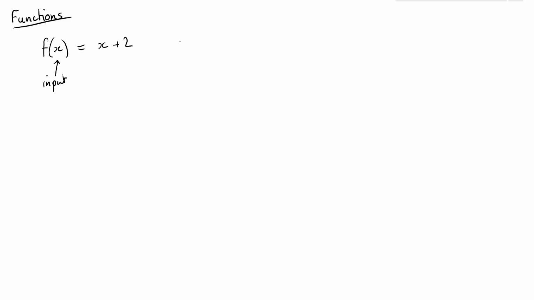So if we said, therefore, if f of x is equal to x plus 2, what is f of 1? Well, that would be, we just replace this x with 1 plus 2, and f of 1 is 3. f of 2 would be 2 plus 2, and 2 plus 2 is 4. f of 3 would be 5. You get the idea.